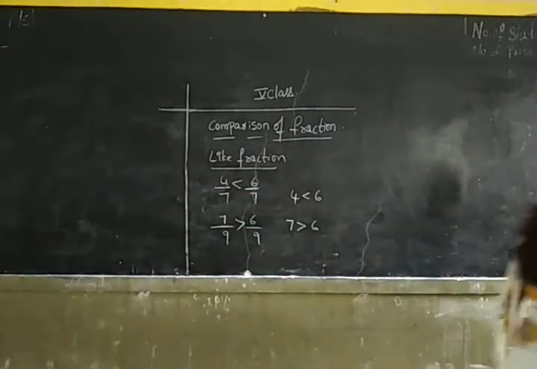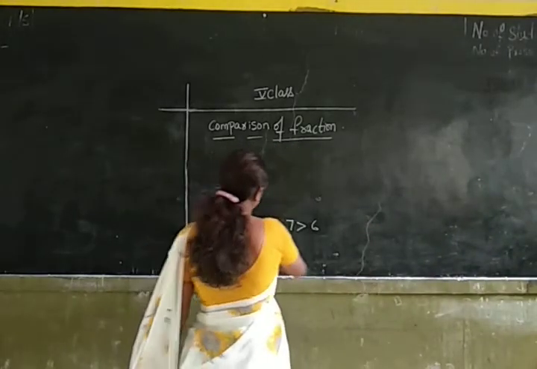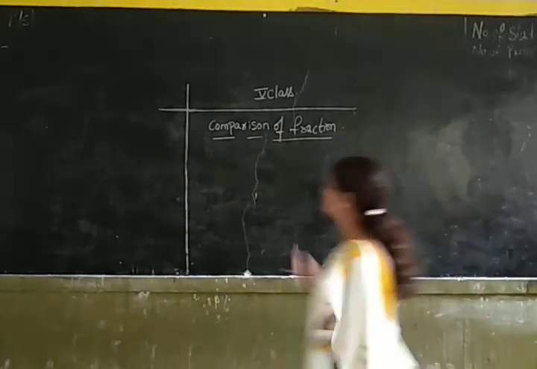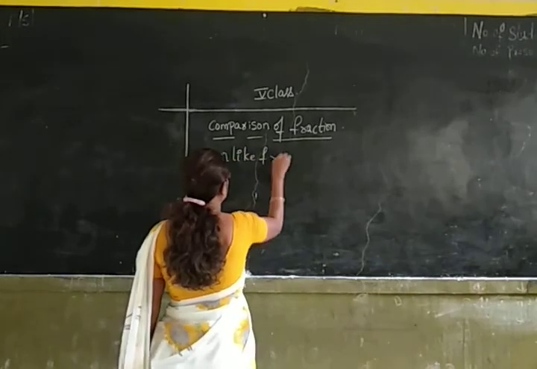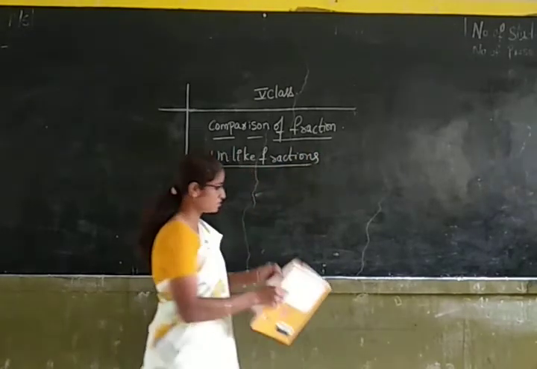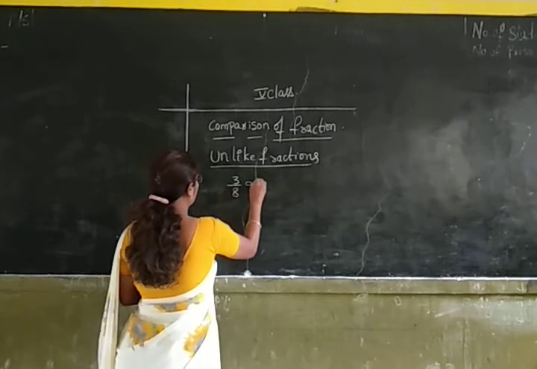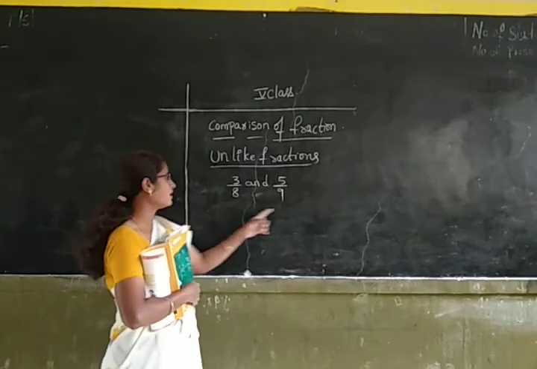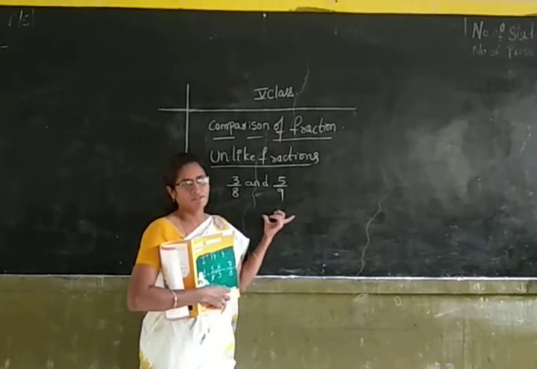Okay, children? Now let us learn about the comparison of unlike fractions. So let us compare 3 by 8 and 5 by 9. These two are unlike fractions because they have different denominators.